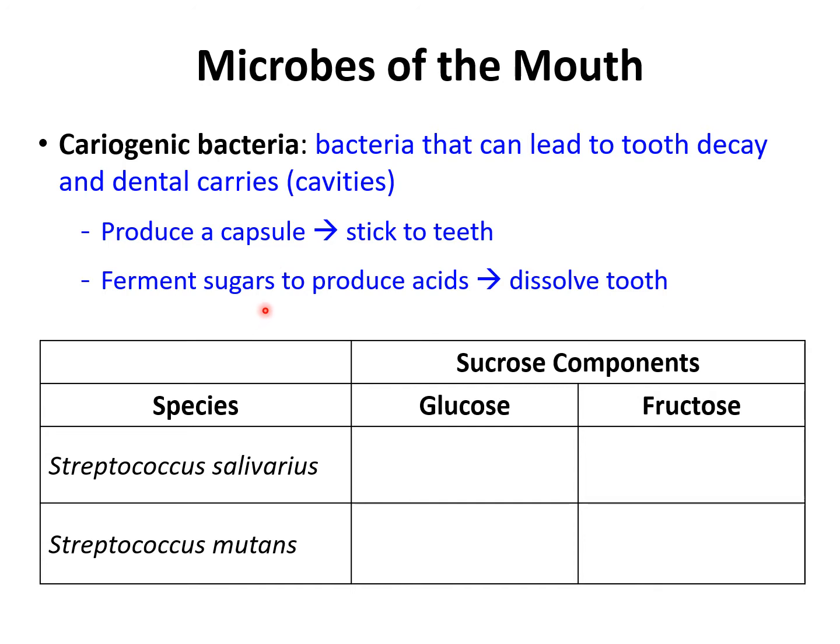And then another thing is they're able to ferment sugar. And when they ferment sugar, what is the product that they produce? We've discussed fermentation earlier, and we said that this produces acids. So when bacteria ferment sugar, the main product that comes out is basically acid. So why is that bad? If this acid is released in your mouth, it's going to start dissolving your tooth. It's going to start breaking down the enamel, and therefore put you at risk of developing tooth decay.